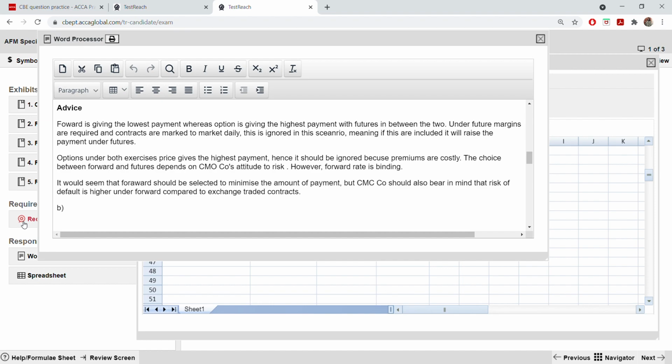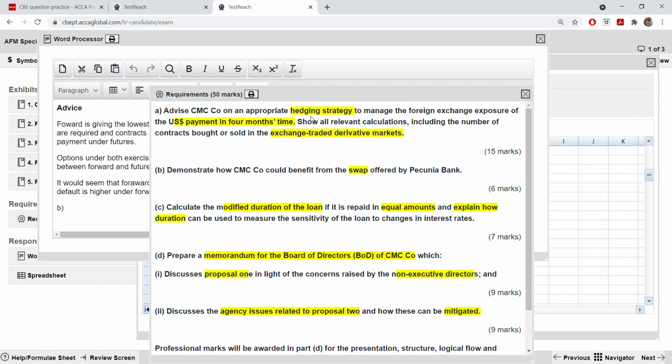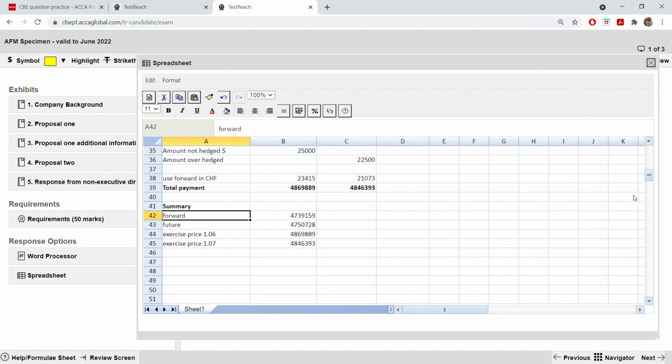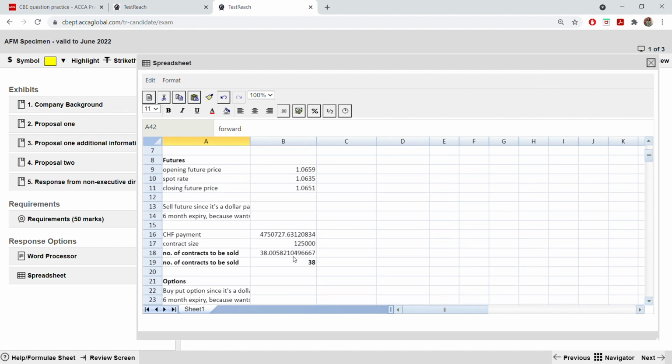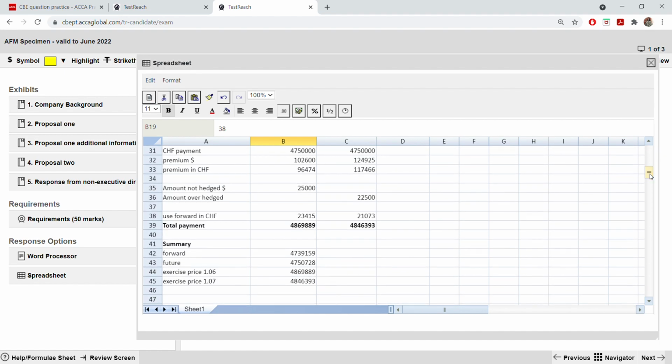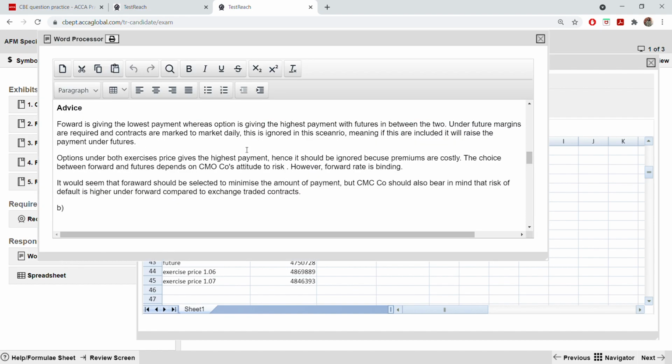Since the requirement asked you to advise an appropriate hedging strategy and also include the number of contracts bought and sold, when you are writing the advice, the contracts bought and sold also have to be highlighted in your answer, so that they know that this requirement has been answered, because the others are just workings. Mainly you have to highlight whatever the requirement says. And advice comes in the word processor, so you don't have to highlight anything, just write advice and under that you can write the advice.